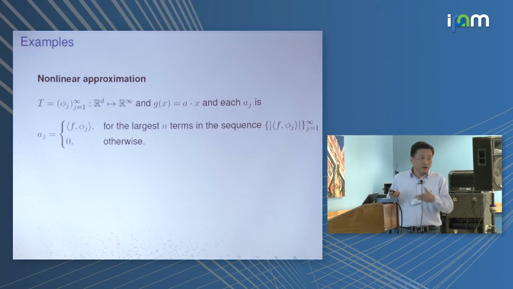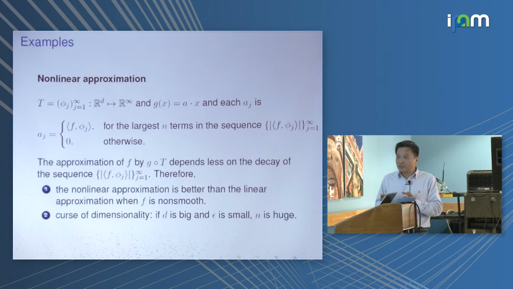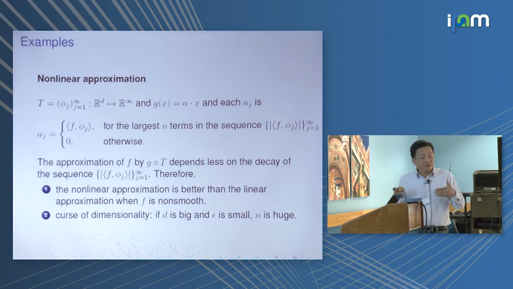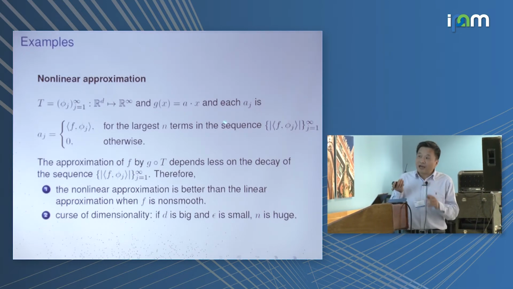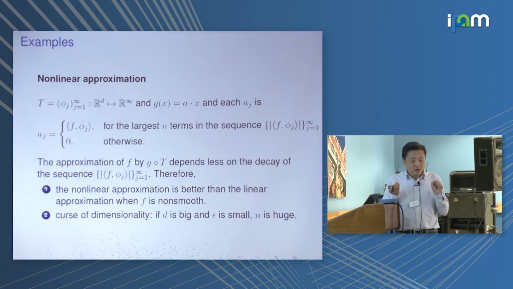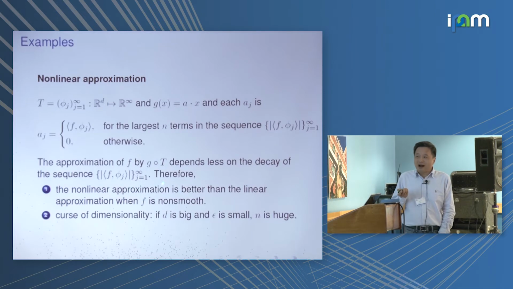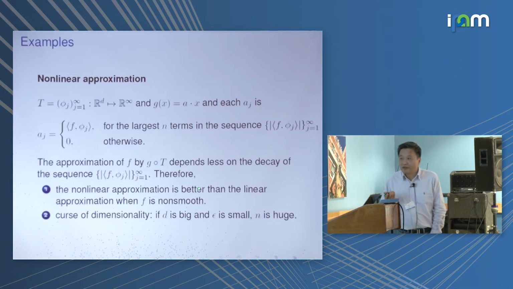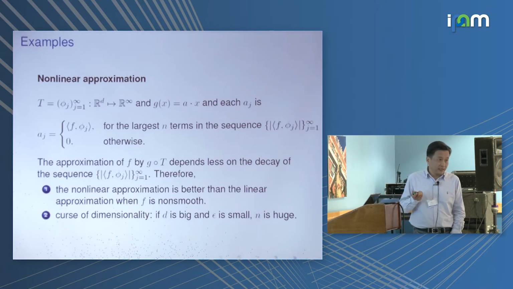You can see for nonlinear approximation, the decay of the sequence demanded is not as much as for linear approximation. That's why nonlinear approximation can be used to approximate piecewise smooth functions. That's why wavelets work. So nonlinear approximation is better than linear approximation when f is non-smooth. But still you have the curse of dimensionality.